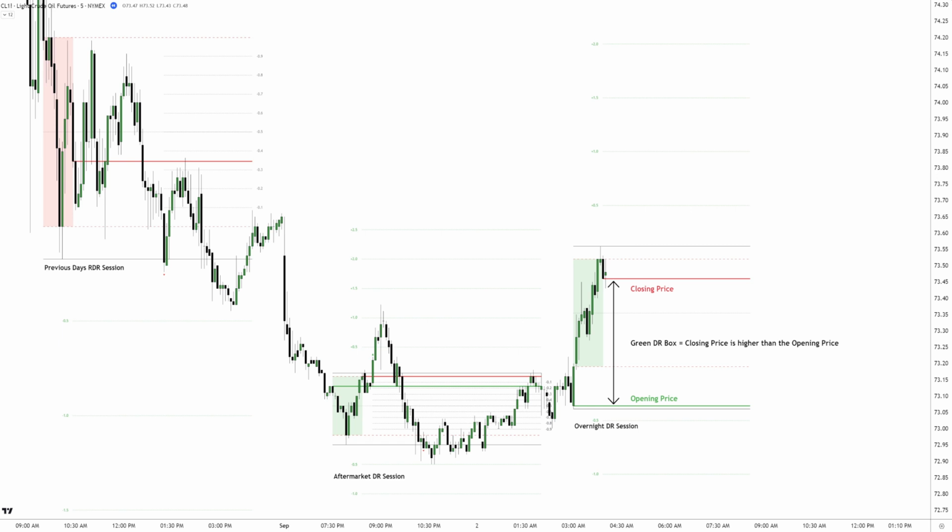In this example, the overnight DR box is green. Additionally, the aftermarket DR session also closed with a green box, further supporting the likelihood of a DR upside model. We are already stacking probabilities in our favor by aligning the DR model with the box color.